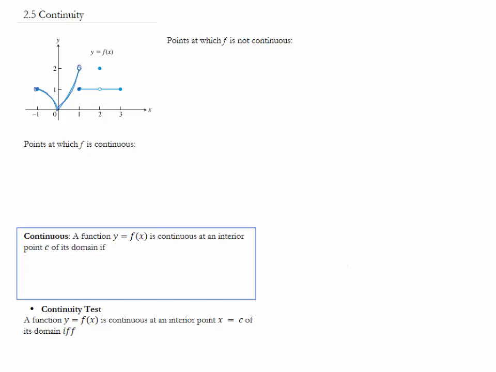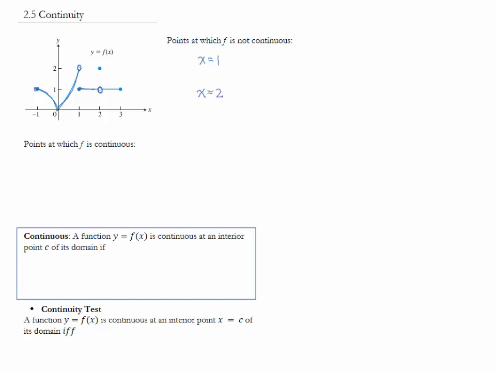As soon as you lift up your pen to draw the function, like we just did at x equals 1, the function is discontinuous. So we would say that x equals 1 is a point where the function is not continuous. It's also discontinuous at 2. We'd have to pick up our pencil again to draw the graph there. So the function is discontinuous at 1 and 2.